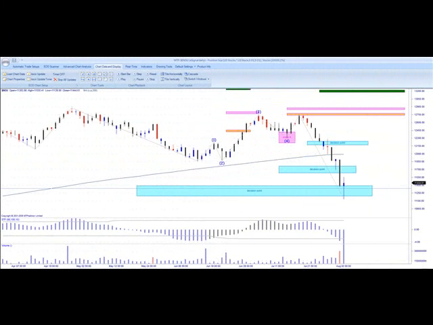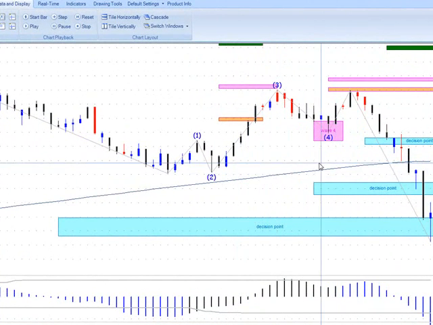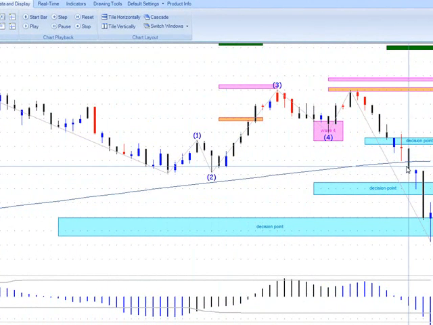Alright, this is the MTPredictor weekly update for August 7th. I've got a chart of the daily Dow up. We'll start here. You can see the blue line here is our 200-day moving average.